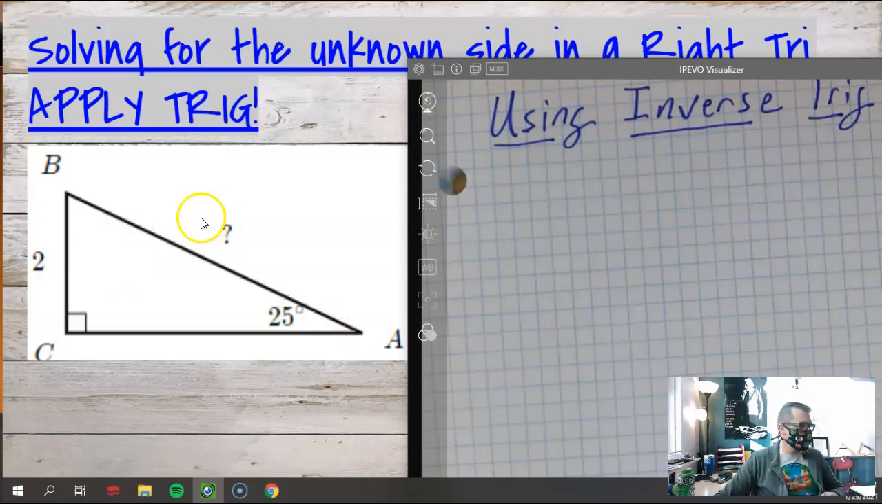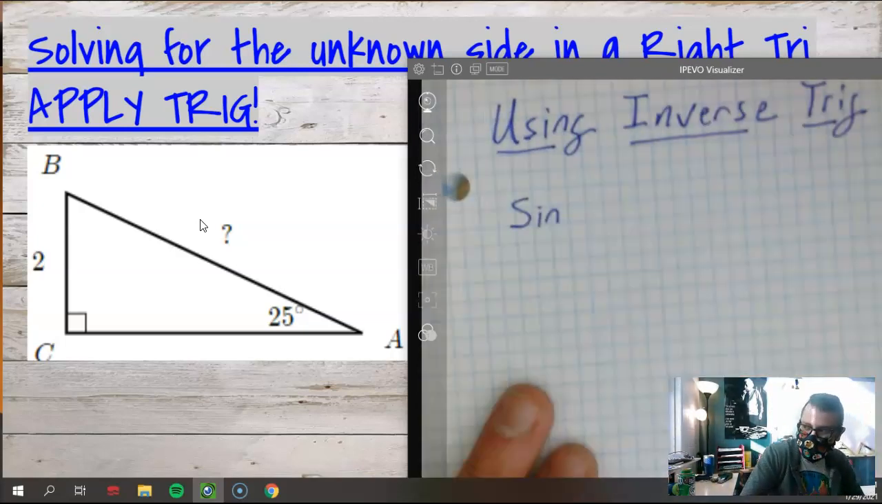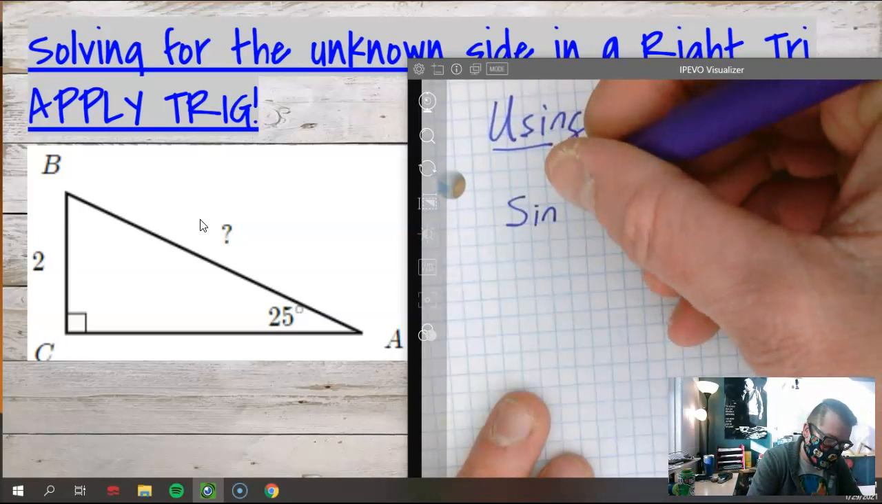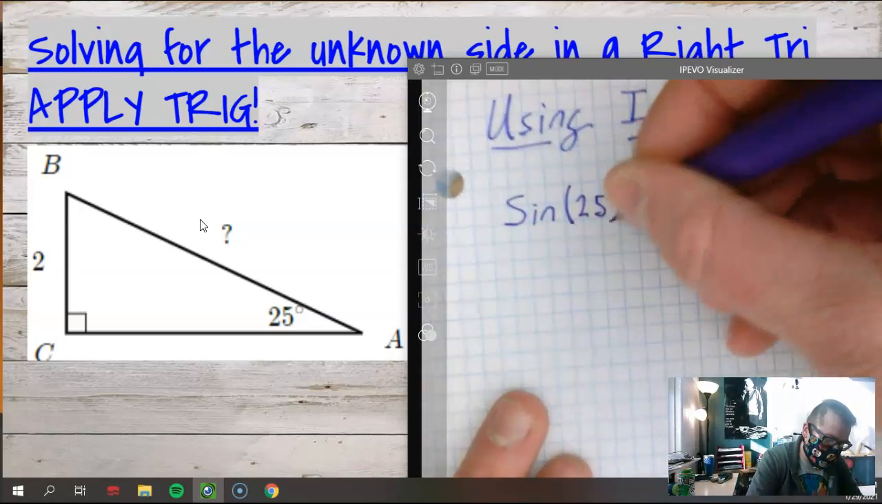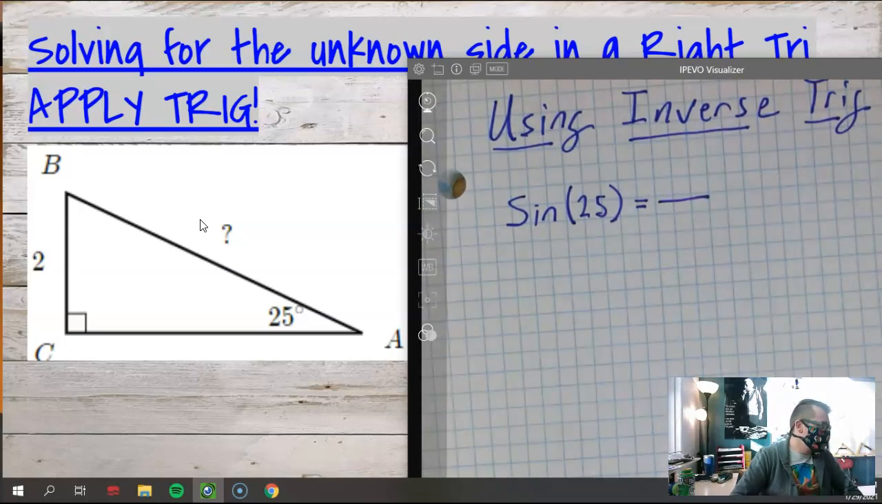We did this yesterday, right? So sine, so please on your paper write down sine 25. And here's why I would say don't not write it down, because it's the order of the ratio that we have to make sure we get right.